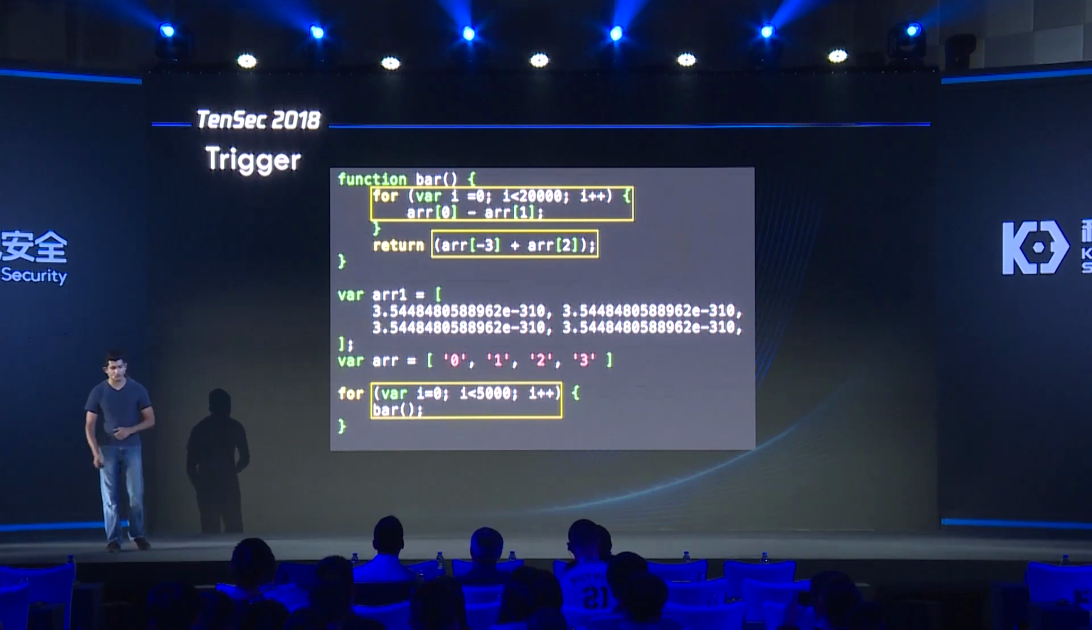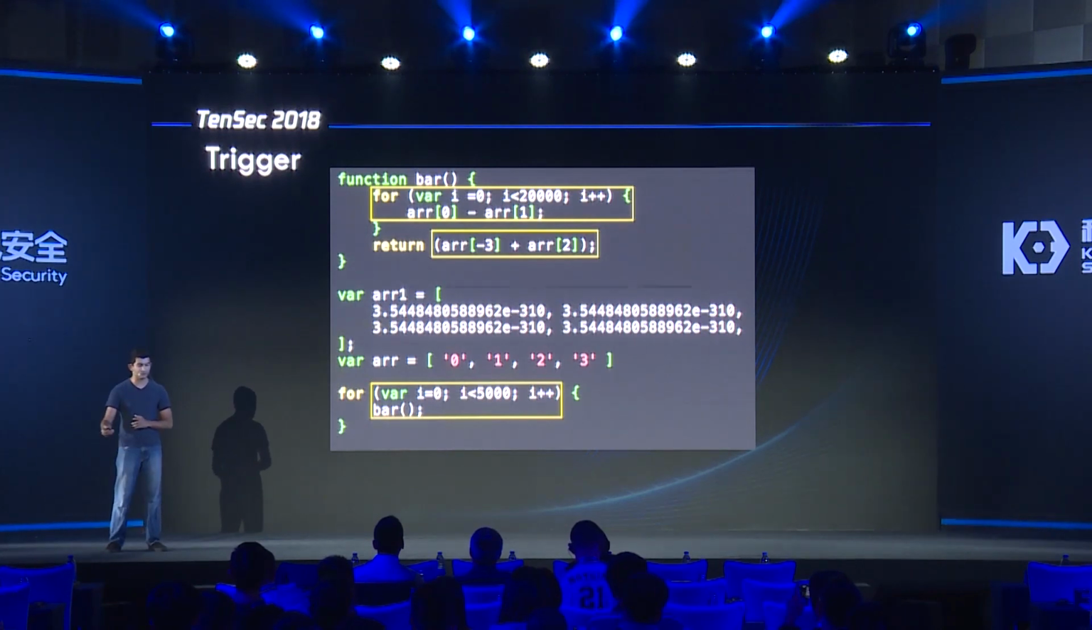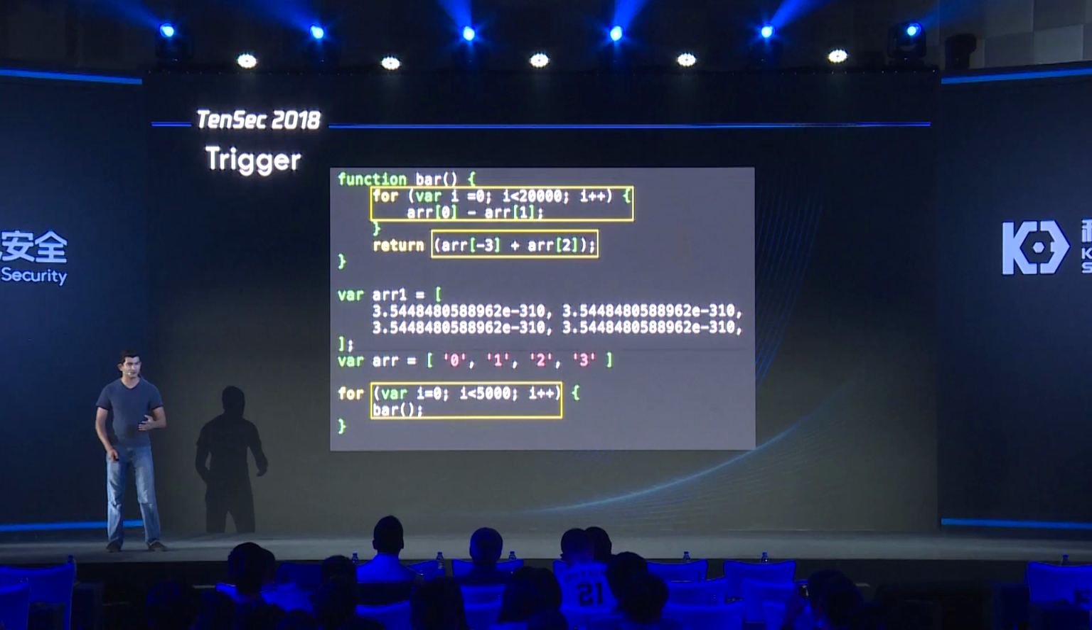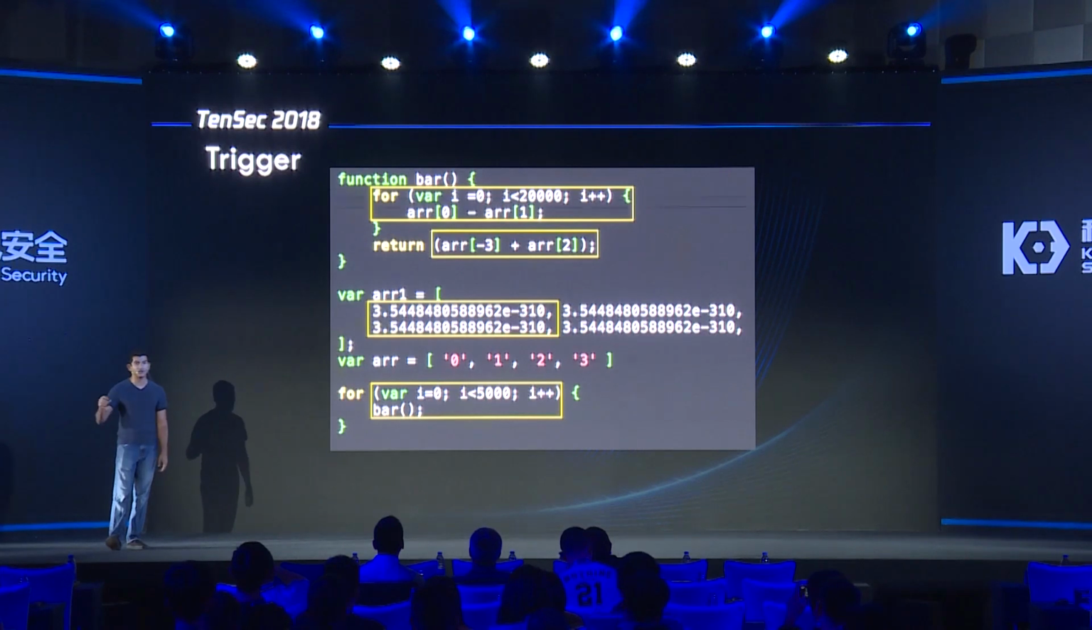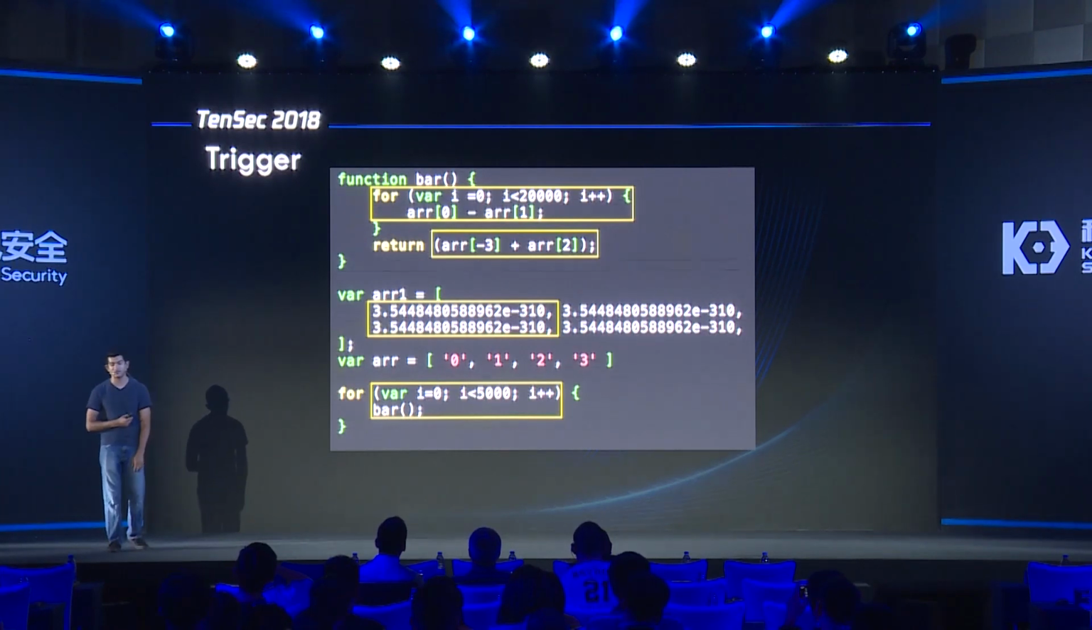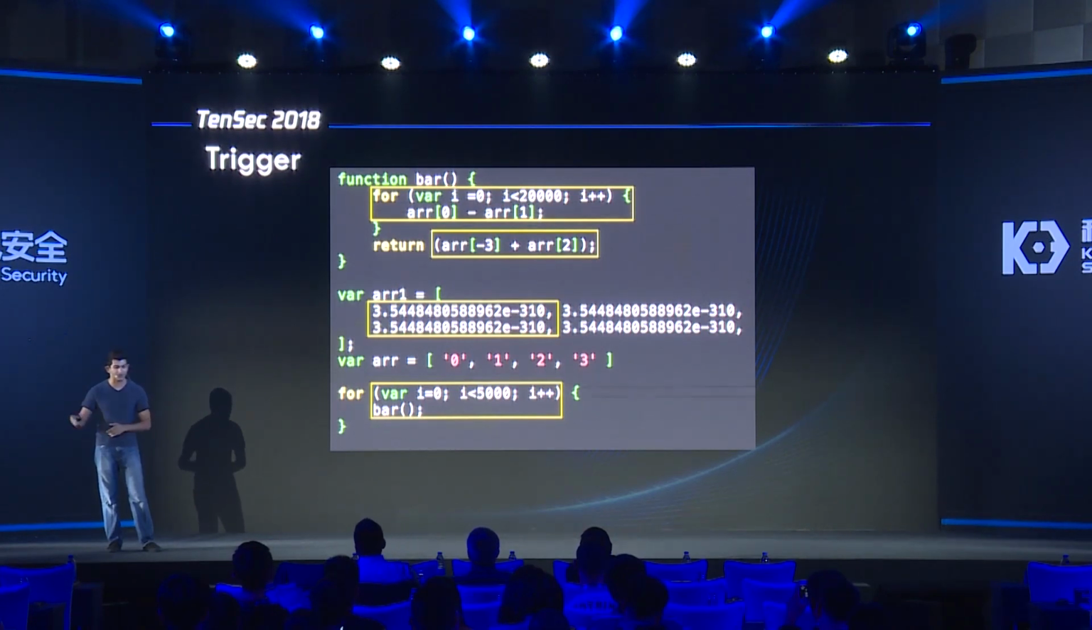Then we have this return array[-3] plus array[2]. Not all that interesting. It's not quite clear what's going on. These floating point values, 3.544, blah, blah, blah. If we were to look at the floating point representation of that, it ends up being that those upper bytes are all zeros, and then the rest is 41, 41, 41, 41.